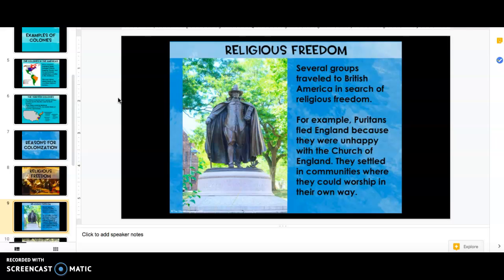So, for example, Puritans fled England because they're unhappy with the Church of England. They're having religious beliefs forced upon them, and if they chose not to believe in those religious beliefs, they were severely punished. So they fled England to North America to set up their own communities in search of religious freedom, in search of the freedom to believe in whatever religious beliefs they wanted to believe in. And they settled in communities where they could worship in their own way.